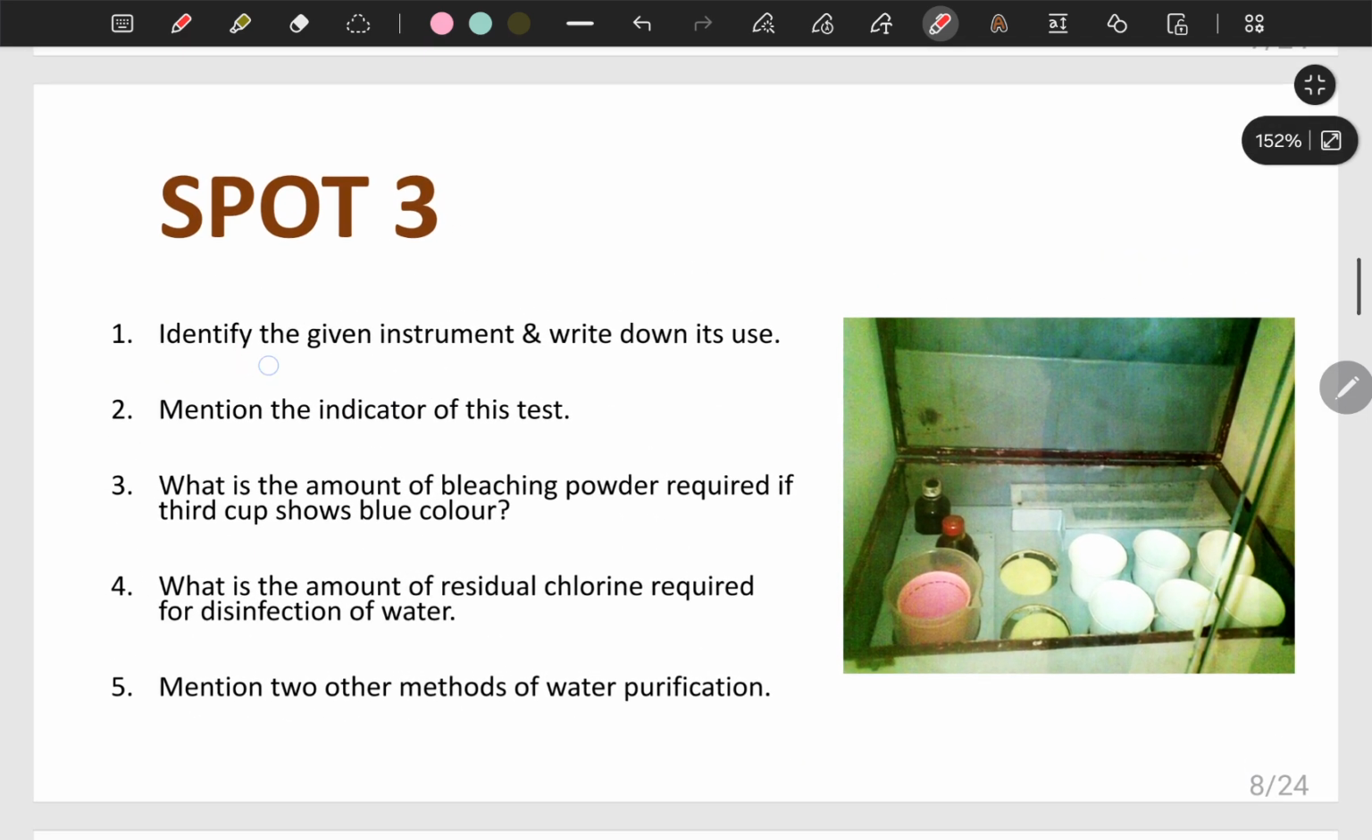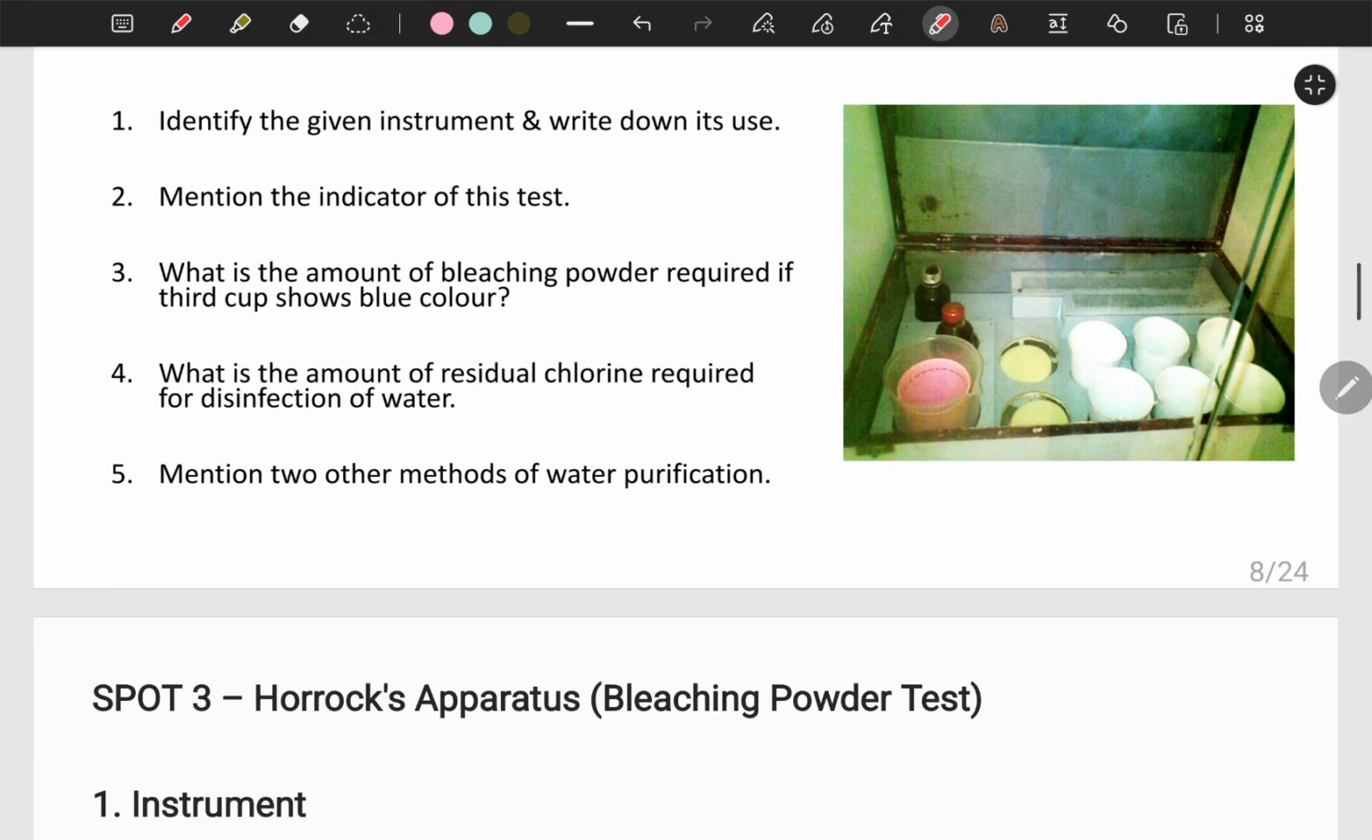Spot 3, you have to identify the instrument and its use. Indicator, amount of bleaching powder required if third cup shows blue color, amount of residual chlorine required for disinfection of water. Mention 2 other methods of water purification. Okay, so let's see one by one.